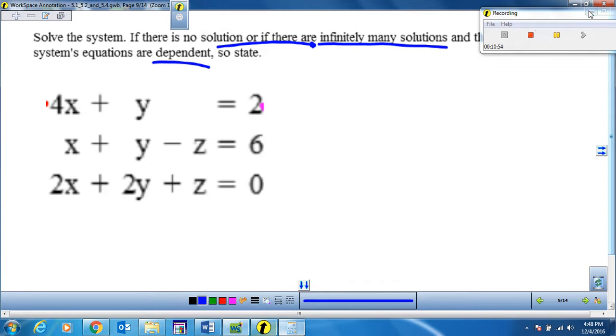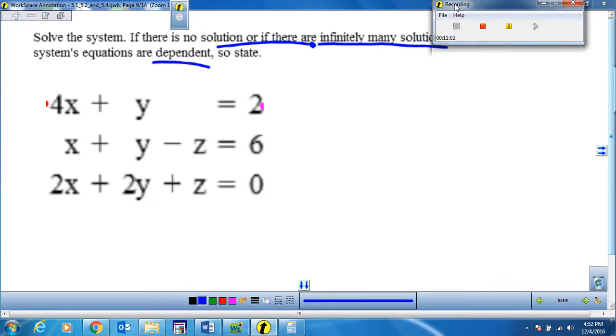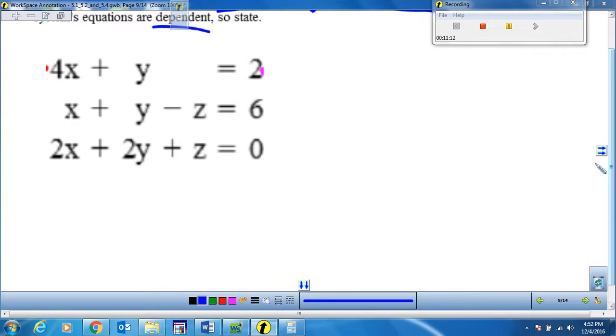This one, let's see what's next. Okay, this one, I guess we solve the same way. So let's see. I'm going to use this time the second and the third equation. x plus y minus z equals 6. 2x plus 2y plus z equals 0.